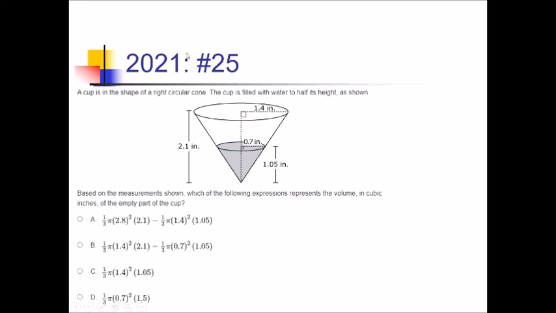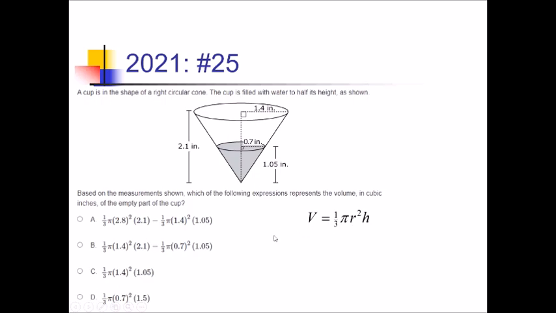For this one, we have a cup in the shape of a right circular cone, and it's filled with water to half its height. We want to know, based off of these measurements, how much volume this empty part of the cup that's not filled with water has in it. So the key on this, first it'd be helpful if we have the volume formula for a cone in general. That's going to be 1/3 of the volume of a cylinder, so 1/3 pi r squared h.